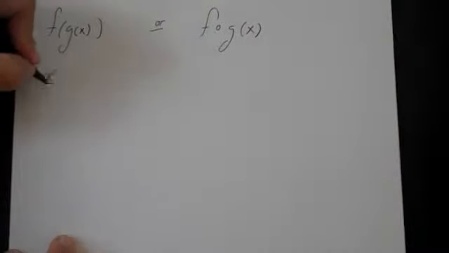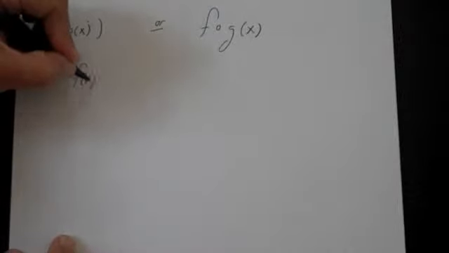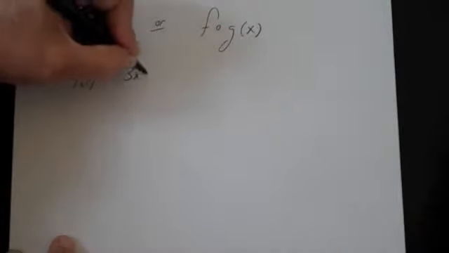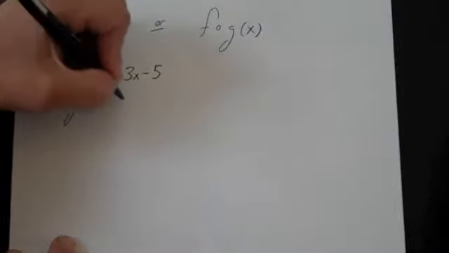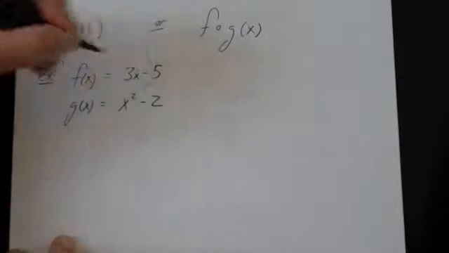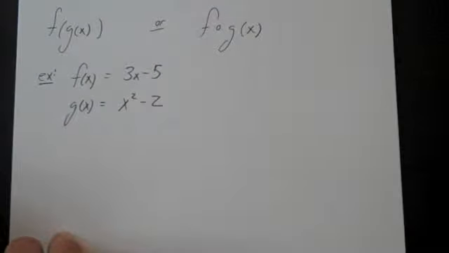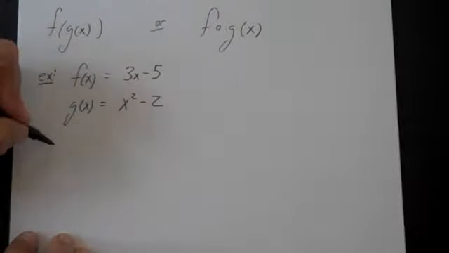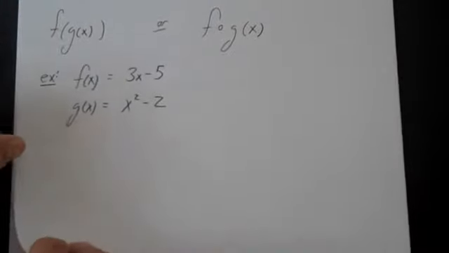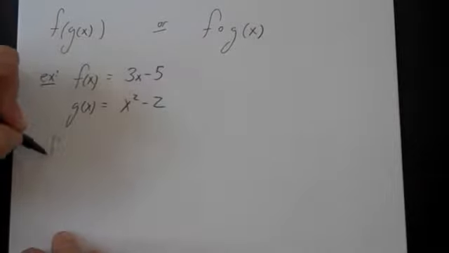Let's do an example here. Let's say f of x is equal to 3x minus 5, and let's say g of x is equal to x squared minus 2. Now the key here, first of all, is that unlike multiplication, the order matters. So f of g of x and g of f of x are different.